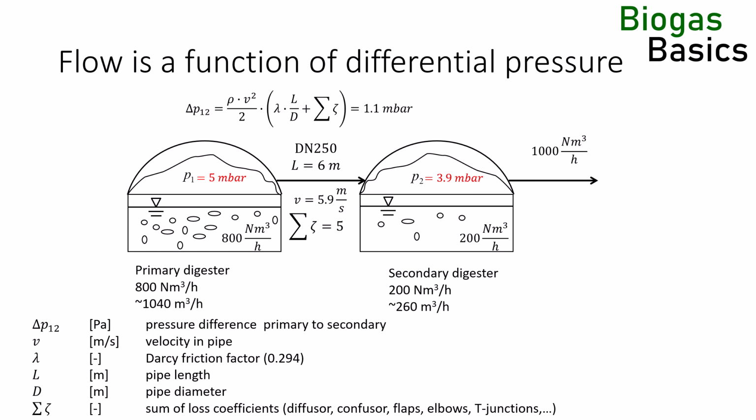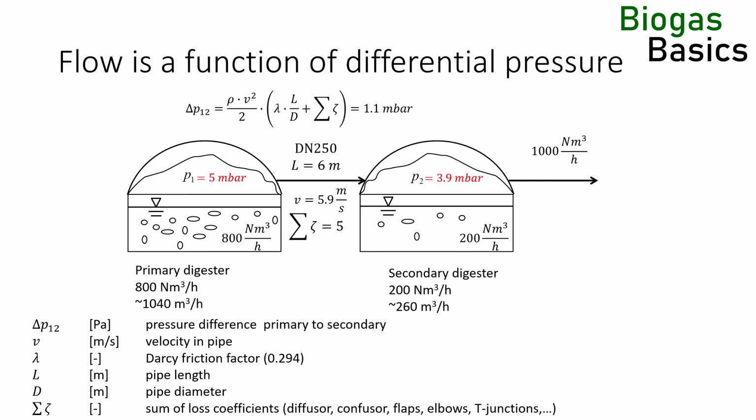But what happens if we stop feeding for a while and the gas production in the primary digester drops from 800 to 600 norm cubic meters per hour? At first, the flow in the connecting pipe remains at 800 norm cubic meters per hour. Only 600 norm cubic meters per hour are produced in the primary digester, so the gas dome on the primary digester depletes with 200 norm cubic meters per hour.